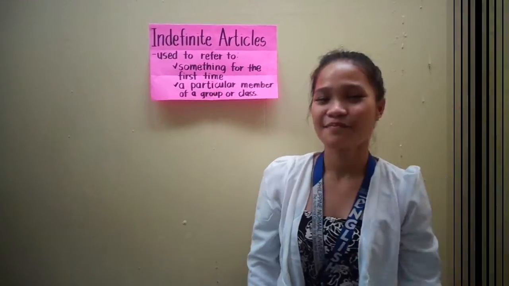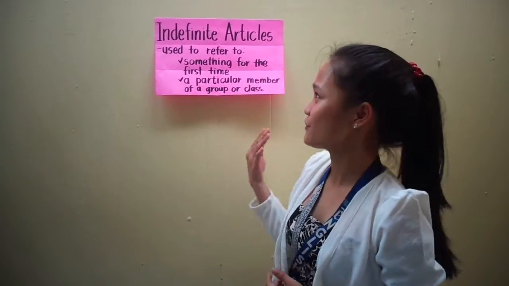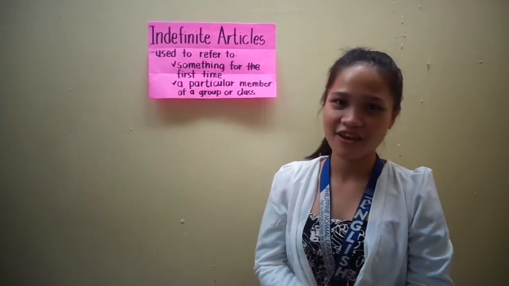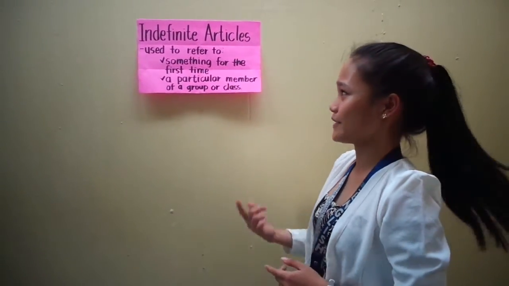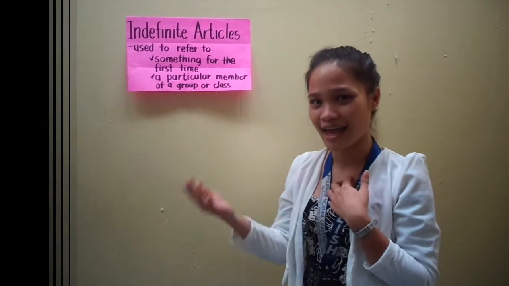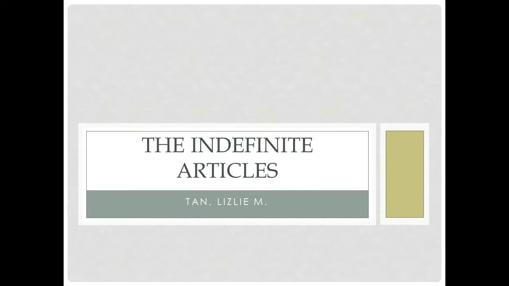So now we will talk about the indefinite articles. There are two types of indefinite articles. The first is a and the second one is an. But first, let us define the use of indefinite articles. Indefinite articles are used to refer to something for the first time or to a particular member of a group or a class. Let us take a deeper look at the indefinite articles.